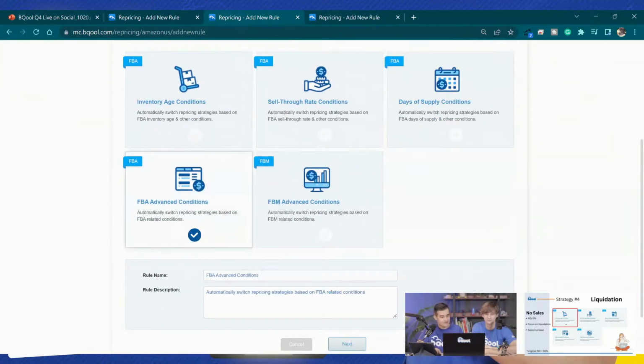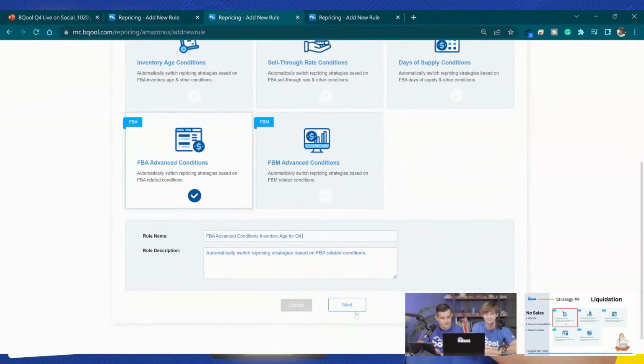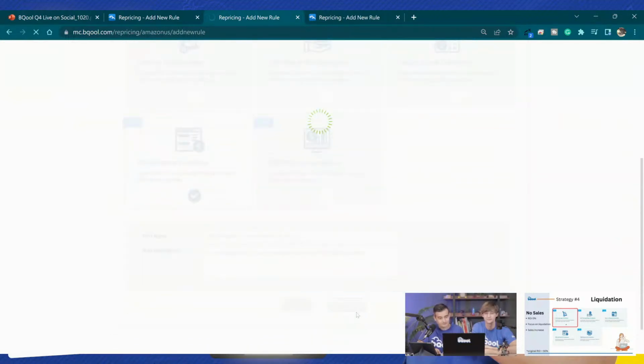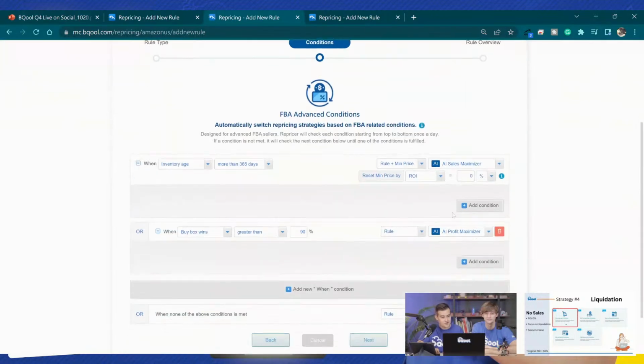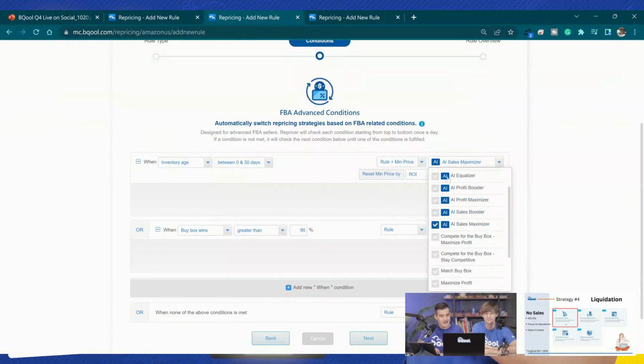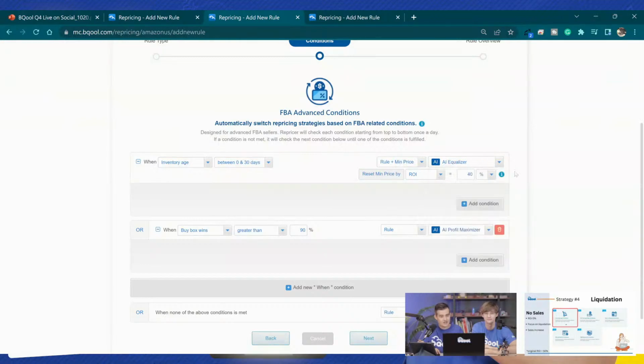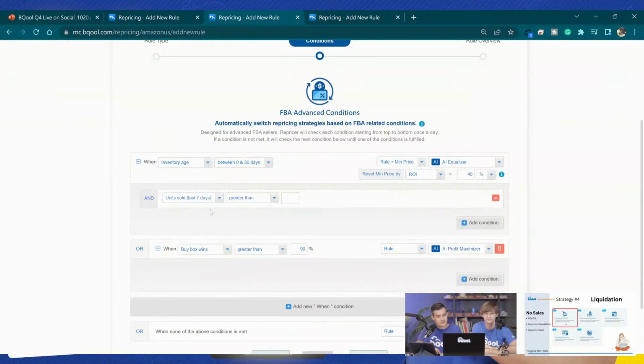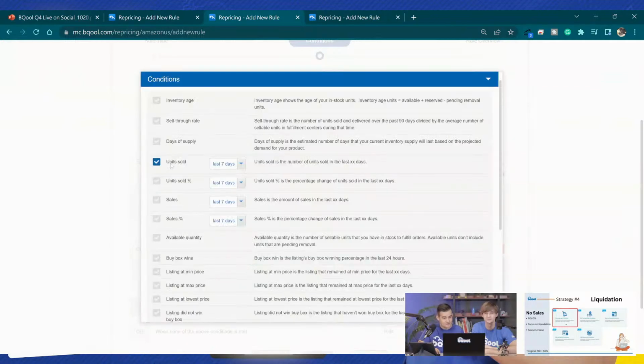So I go to FBA advanced conditions and I call it inventory age for Q4. I go to next. Here I have the inventory age, and I'm selecting 0 to 30 days. For 0 to 30 days, let's say the item I start out has 40% ROI, so I'm keeping it at 40% ROI. I have it at AI equalizer. And I'm going to add another condition now. I'm going to add available quantity.